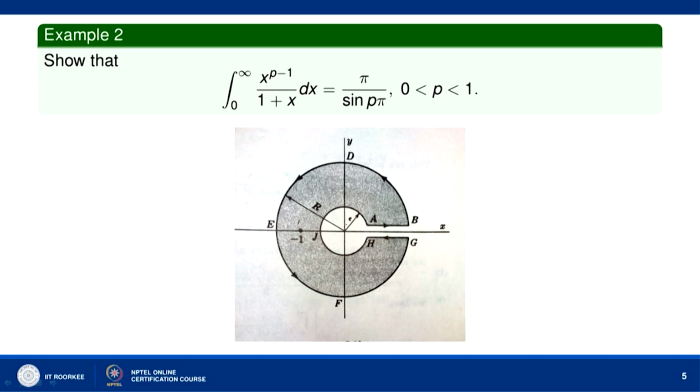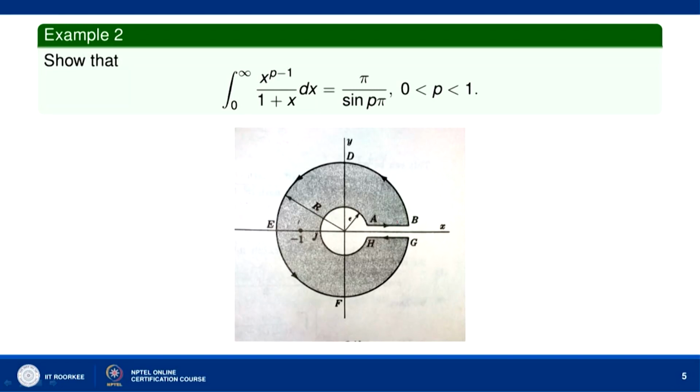So it is a singularity of the function, and therefore we have to remove it in order to use the Cauchy residue theorem. So we consider this kind of contour. The contour C consists of the circle with its radius capital R, B D E F G, and then A B and G H. A B and G H coincide with the x axis, but they are shown separately for visual purposes, and then this small circle around the origin of radius epsilon, which is very small.